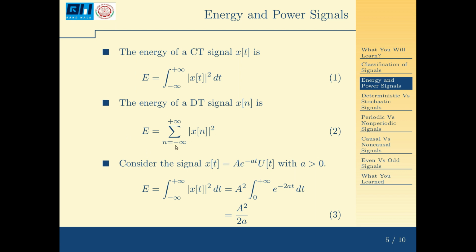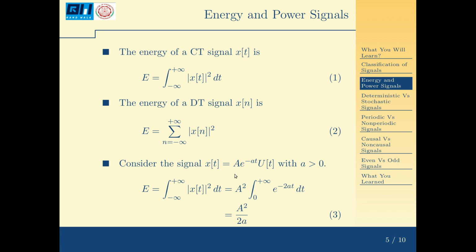Now let us compute the energy of a continuous time signal x(t) equal to A e^(-αt) u(t). This is a right-sided signal due to the presence of this u(t), because u(t) is 1 for t greater than 0, and for t less than 0 it is 0. So this is an exponentially decaying signal starting with A at 0. This is an exponentially decaying signal in the interval 0 to infinity.